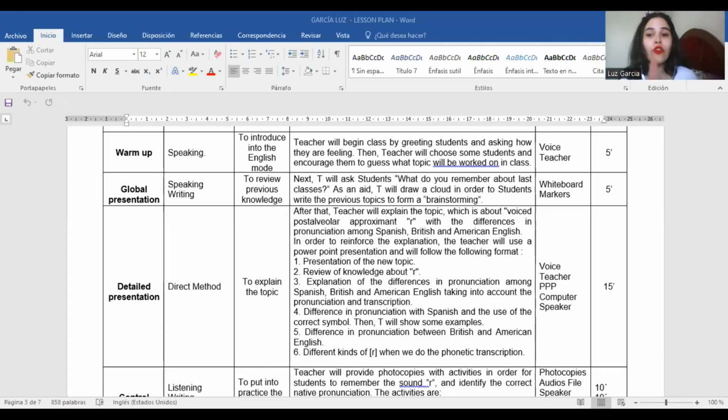This is the format that I will use to explain the topic, because my aim is to explain the topic to my students. So in this case, I decided to use the direct method. Why? The direct method is a technique where the teacher introduces English directly to the students. The teacher is the person who explains the topic and the students listen to what the teacher says. In this stage, the teacher presentation, the duration is 15 minutes.